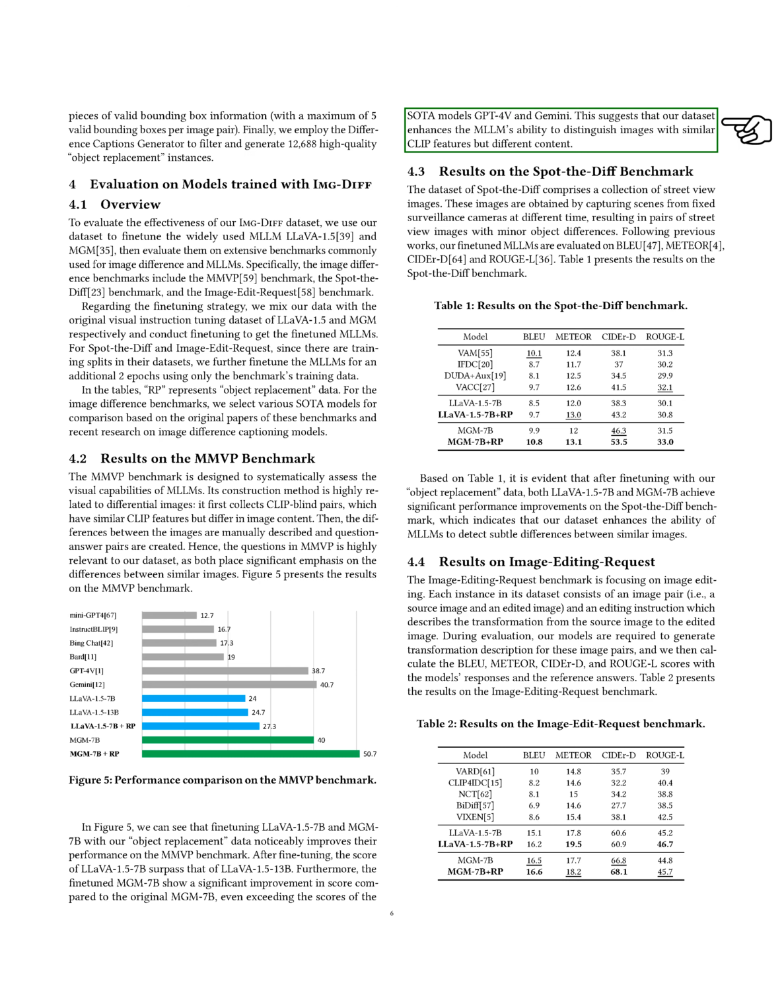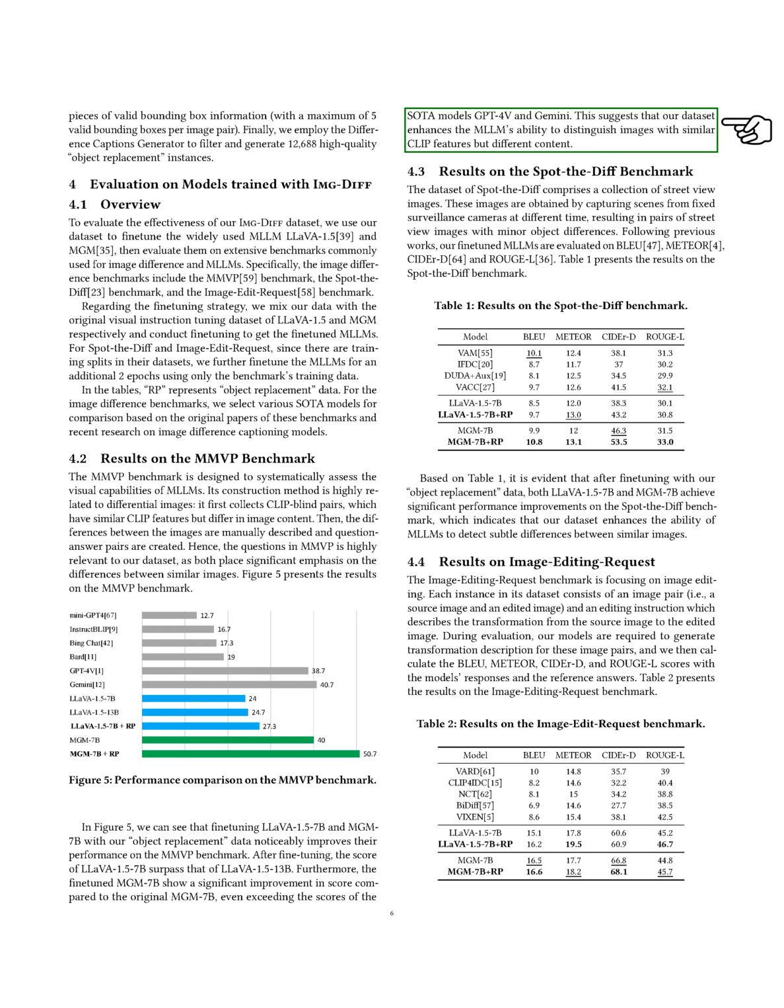For the Spot the Diff benchmark, which consists of street view images captured at different times, we evaluate our fine-tuned MLLMs using metrics like BLEU, METEOR, CIDEr-D, and ROUGE-L. Our findings reveal that after fine-tuning with our object replacement data, both LLAVA 1.5 7b and MGM-7b show significant performance gains, highlighting our dataset's effectiveness in detecting subtle differences between similar images.